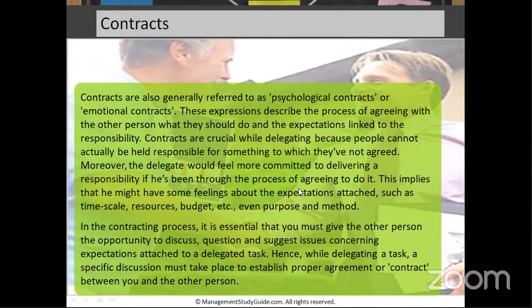In the contracting process, it is essential that you give the other person the opportunity to discuss, question, and suggest issues concerning the expectations attached to the delegated task. Hence, while delegating a task, a specific discussion must take place to establish proper agreement or contract between you and the other person.